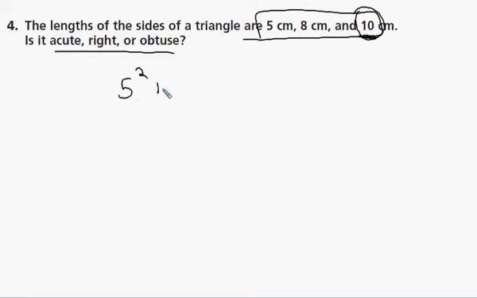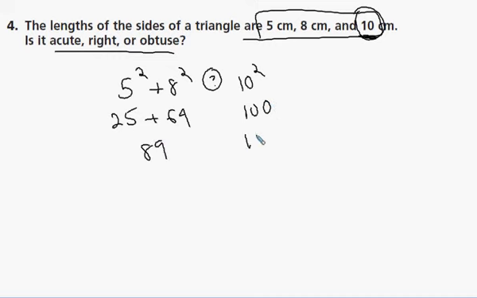So we'll plug it in. We use 5 squared plus 8 squared, and then I'm not going to put equals. I'm going to put a little question mark, and 10 squared. Okay, 5 squared is 25, 8 squared is 64, 10 squared is 100. Let's see, 64 plus 5 is 69, plus 20 is 89, and this is still 100. 100 is bigger than 89. 89 is less than 100.